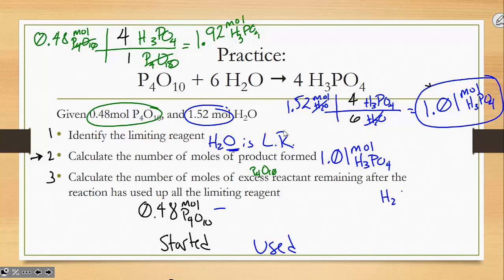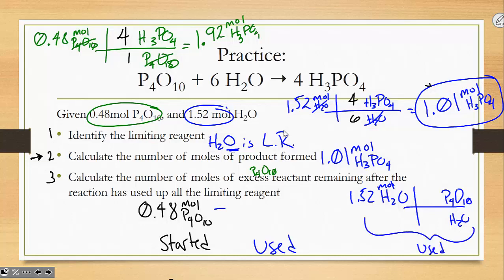So with 1.5 moles of water, we need to figure out how much tetraphosphorus decaoxide was used up. So again, we'll use the balanced chemical equation's coefficients. For every 6 waters, we needed 1 tetraphosphorus decaoxide, telling us that we used up 1/4 of a mole.